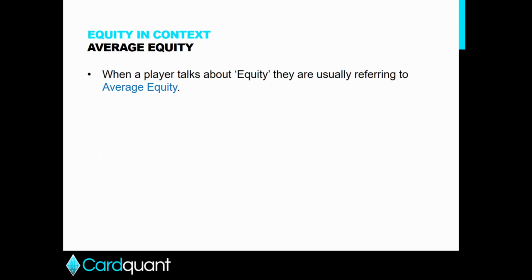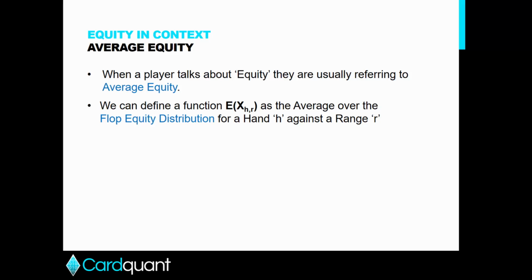When a player is talking about equity, they're usually referring to average equity. So we can define a function E of that flop equity distribution, of that XHR that we just saw, as the average over the flop equity distribution for some hand H which we hold against a range R which our opponent holds. When you see this formalization, it's much easier to understand just why equity is so overused and abused in the current discussion of poker.